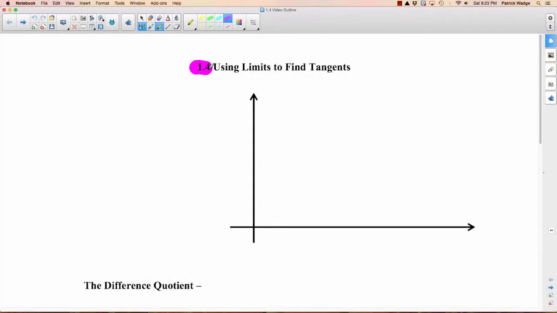Section 1.4, using limits to find tangents. It's also back to the tangent problem, which we talked about, I believe, in the very first day, 1.1. So this is a pretty darn important lesson here.